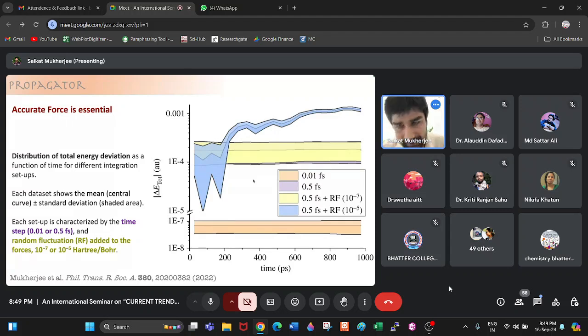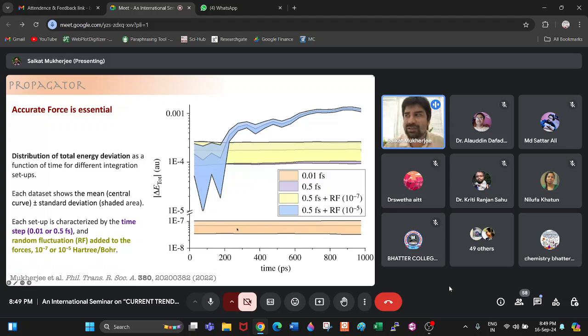But I want to raise 2 red flags here about machine learning chemistry. Accurate force is very essential in any kind of dynamics. Here I am showing you 4 different integration setups, and I'm plotting the total energy deviation. Let's say about this, the orange one.